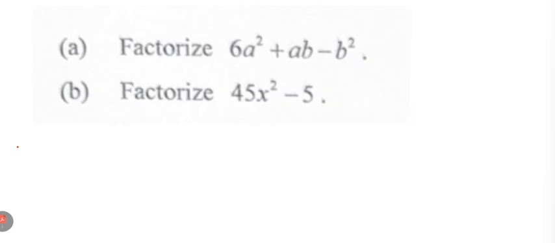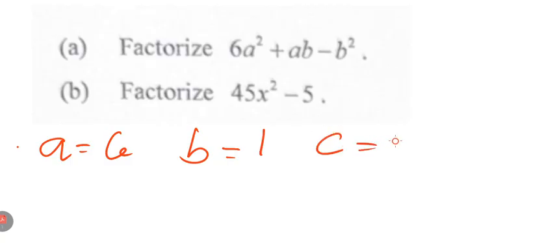Here are the coefficients: a is 6, b is 1, c is -1. Now, to find the two numbers that multiply to AC and add to B, let's write it out here. We identify A as equal to 6, B as equal to 1, and C as equal to -1.